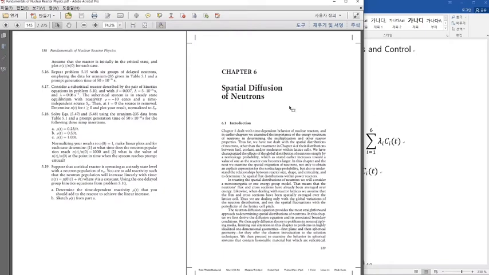Chapter 6 basically deals with the spatial distribution of neutron density while ignoring the so-called temporal distribution of neutron density. In chapter 6, last semester, we ignored this time dependency and only focused on space and location dependency.